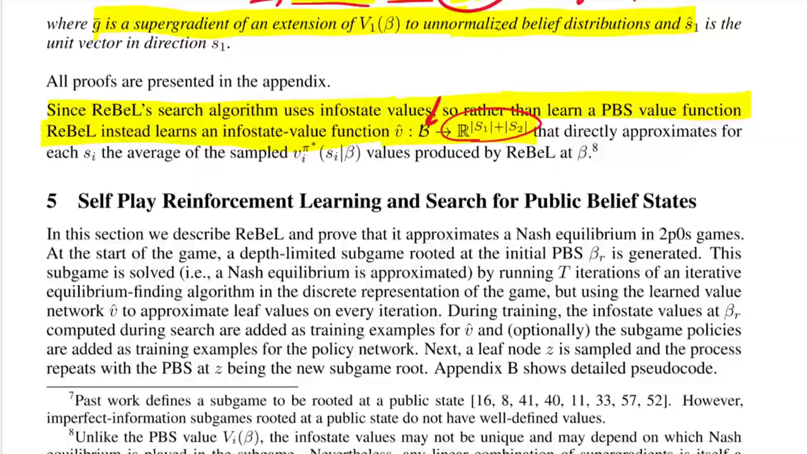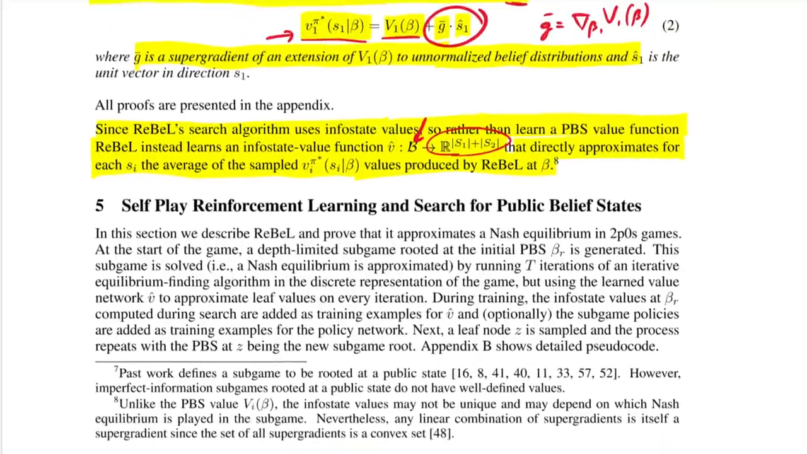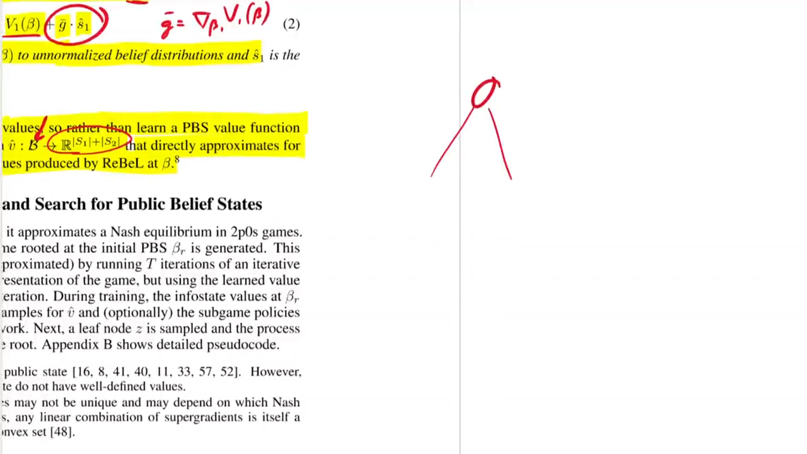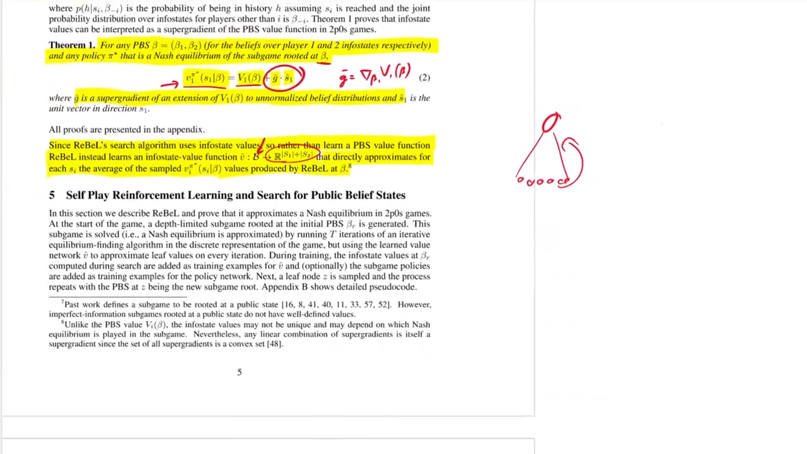Okay, so the info state value function directly approximates, for each info state, the average of the sampled values produced by ReBeL at beta. So we're going to learn this in a bootstrap fashion, like AlphaZero does it, a bit like temporal difference learning. What we're going to do in this algorithm is start out, then construct this subtree, and we're going to do this in the discrete representation of the game. That's the genius of the ReBeL algorithm. We're going to evaluate these things in the info state representation, and then use what we find right here to determine the value of the next actions to take, as far as I can tell.